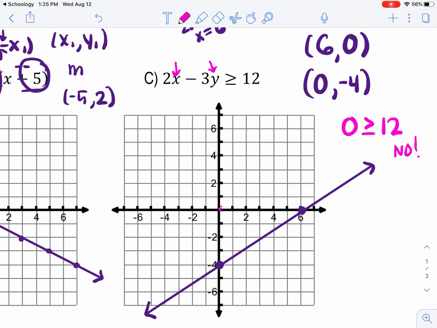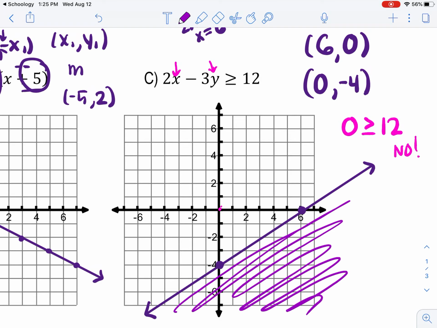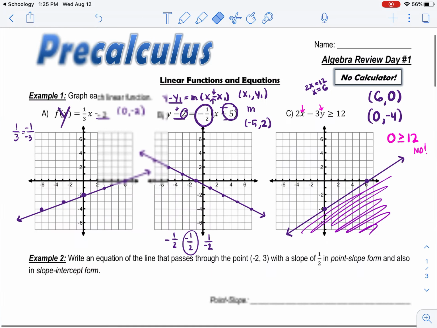Okay, so nothing on that side of the line is a solution. All my solutions are on the other side of the line. So my solutions are on this side of the line. I'm also going to erase that to say that 0, 0 is not included in my answer.